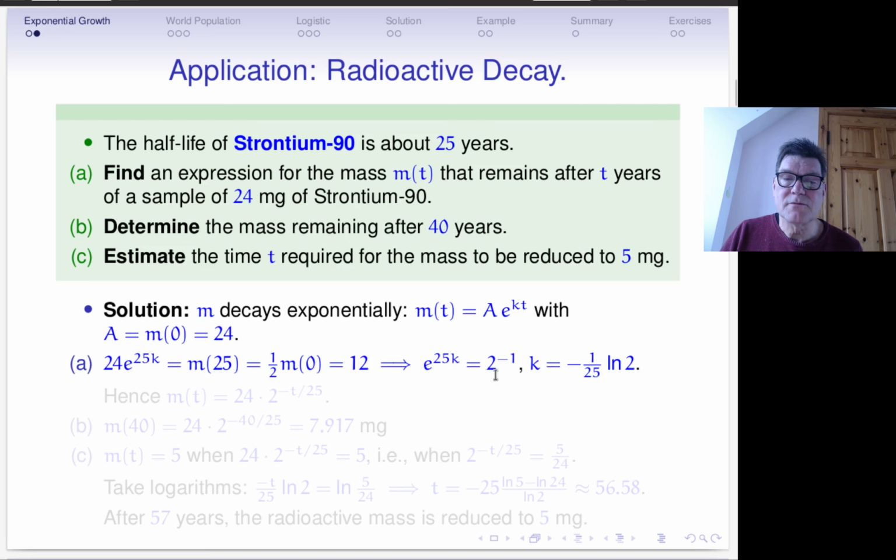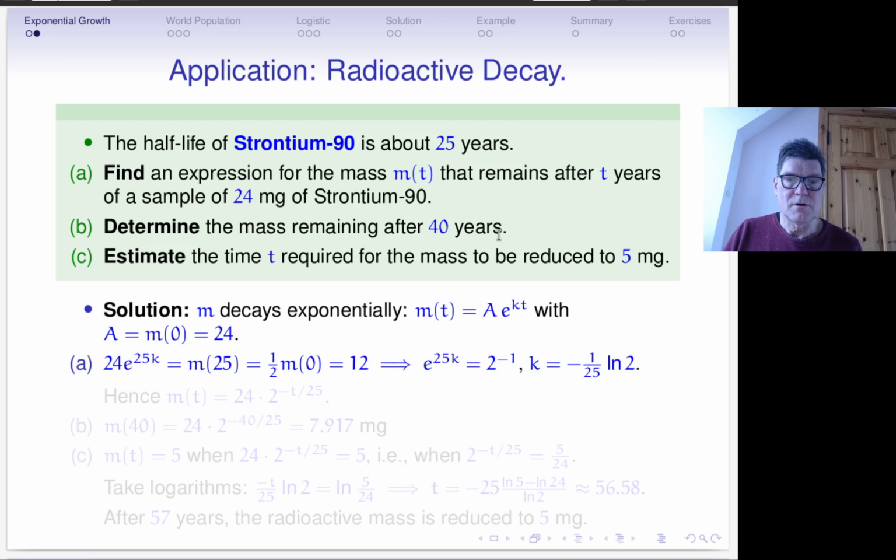I prefer to write this here as 2 to the minus 1, and if we want, we can take logarithms and solve this for k, which then is minus 1 over 25 times the logarithm of 2. This minus here being the minus 1 in the exponent of 2, according to the laws of logarithms. And that is, k is a negative constant, because we're talking about a decay phenomenon here.